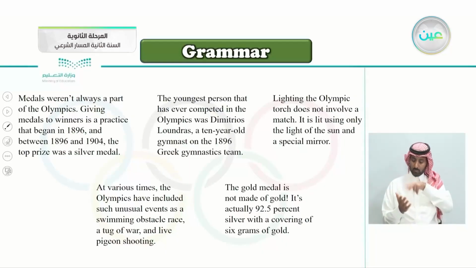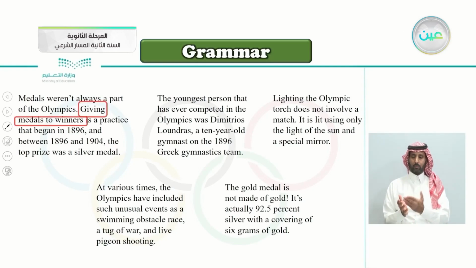Okay, let's try to find them together. For example, here, giving medals to winners. Giving medals to winners is a practice that began in 1896. So this is a gerund phrase: giving medals to winners. So this is the first one. Can you find me another one also here on this page?